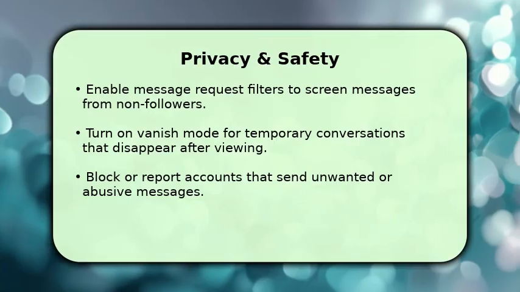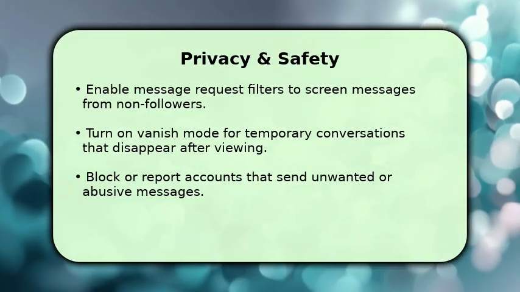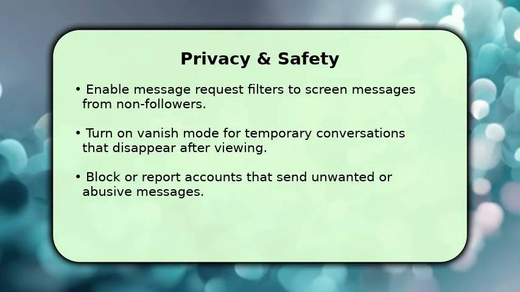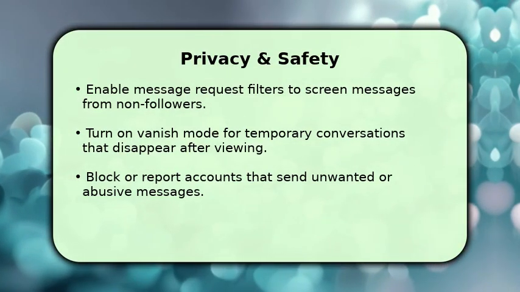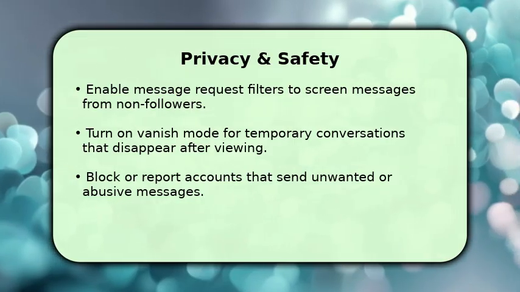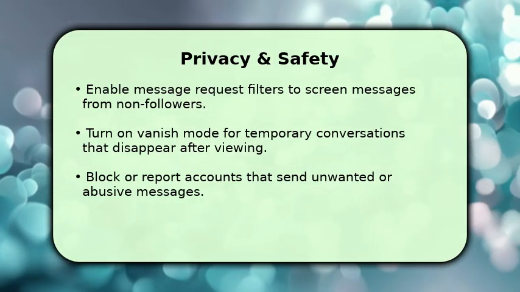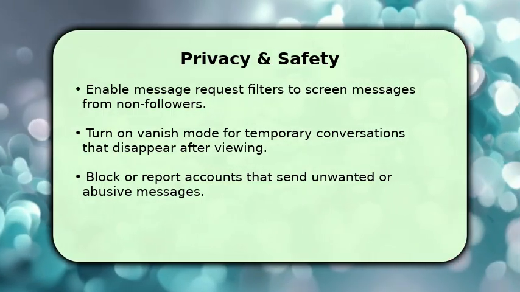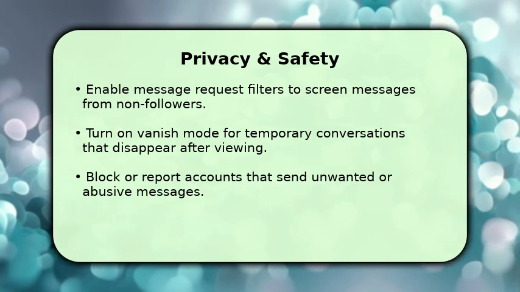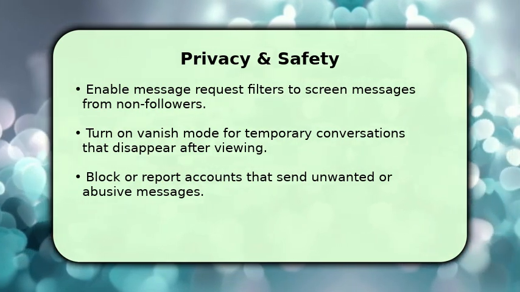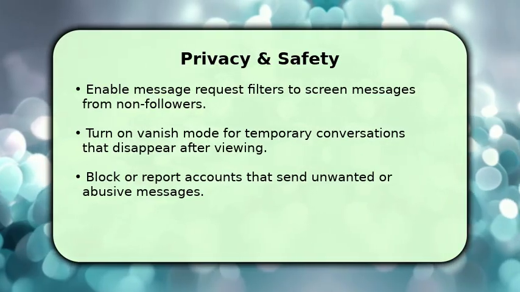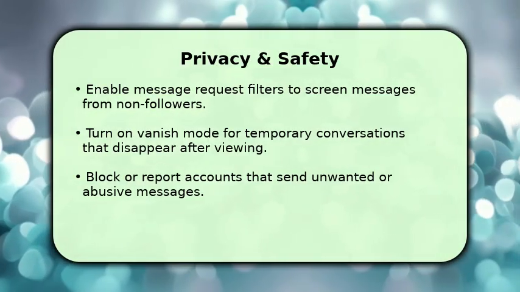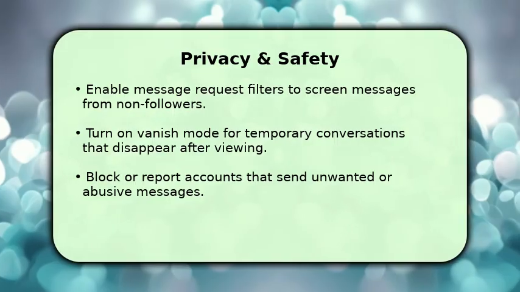Protect your privacy while texting on Instagram by using message request filters to screen unknown senders and adjusting who can message you in settings. Turn on vanish mode when you want messages to disappear after viewing, and regularly review blocked accounts to keep your inbox safe. If you receive harassment, block and report the account immediately to stop contact and help maintain a secure messaging experience for yourself and others.